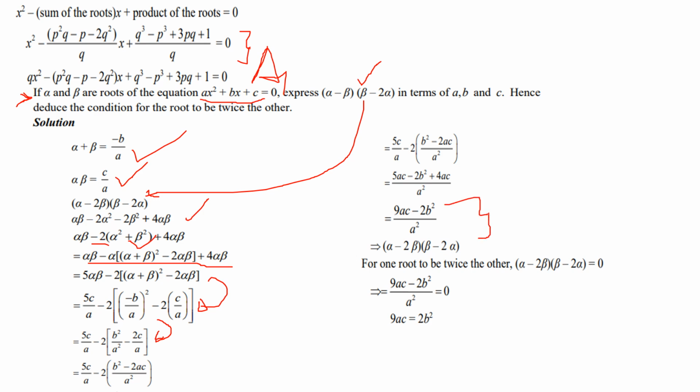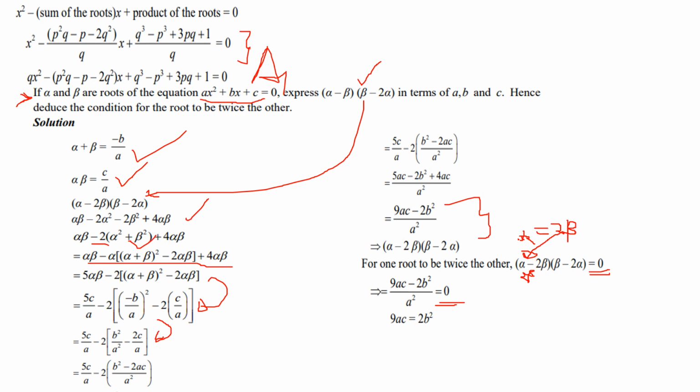Therefore, if you look at the last condition, hence deduce the condition for one root to be twice the other. For one root to be twice the other, that means that our answer is going to be equal to 0. Because if one root is to be twice the other, they mean alpha is equal to 2 beta. So if you substitute 2 beta here, you'll find that this is going to be 2 beta minus 2 beta, which will be 0. So that's why we are saying that if one root is twice the other, everything is going to be 0.